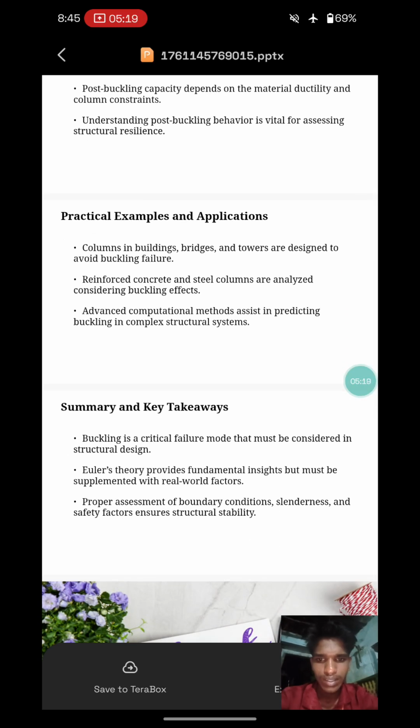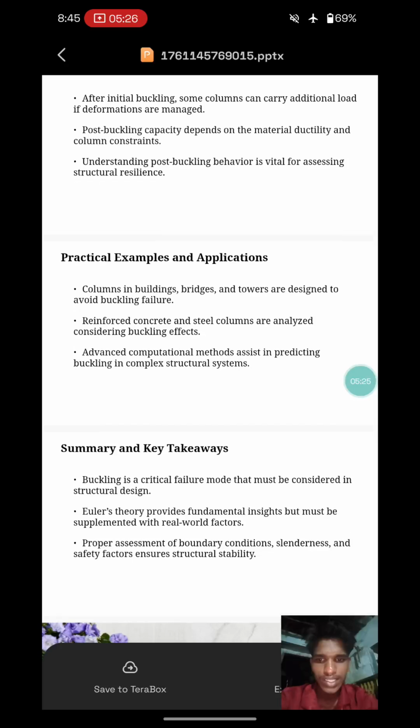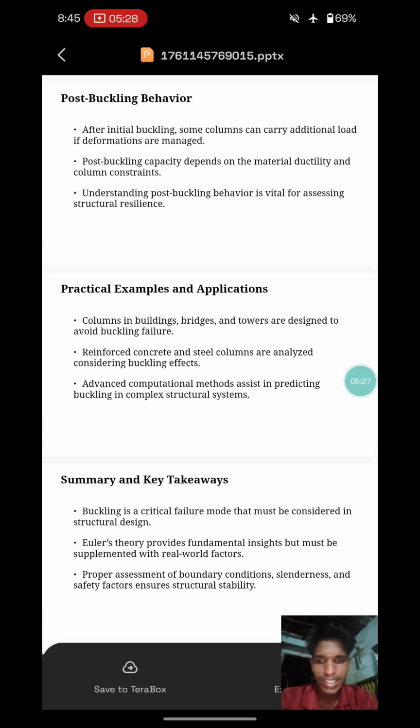Summary and key takeaways. Buckling is a critical failure mode that must be considered in structural design. Euler's theory provides fundamental insights but must be supplemented with real-world factors. Proper boundary conditions, slenderness, and safety factors ensure sustainability.